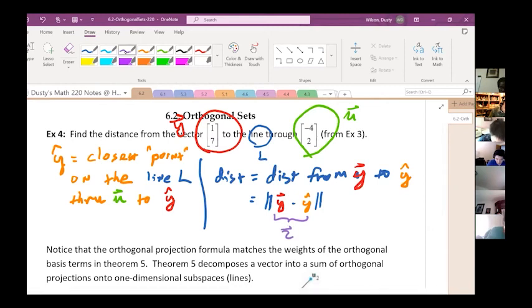So we need the magnitude. We need the magnitude of z, which in our case would simply be the square root of 6 squared, or 36, plus 3 squared, or 9, or the square root of 45.